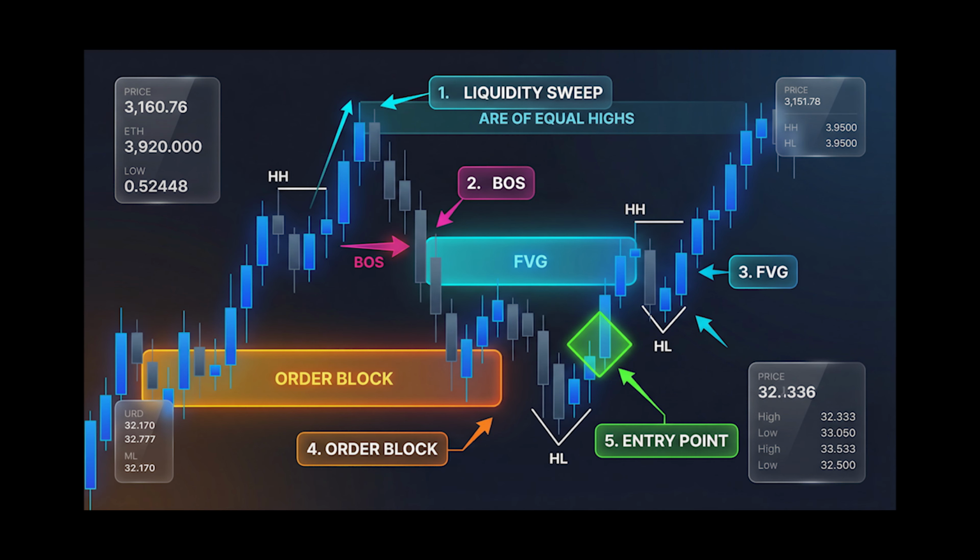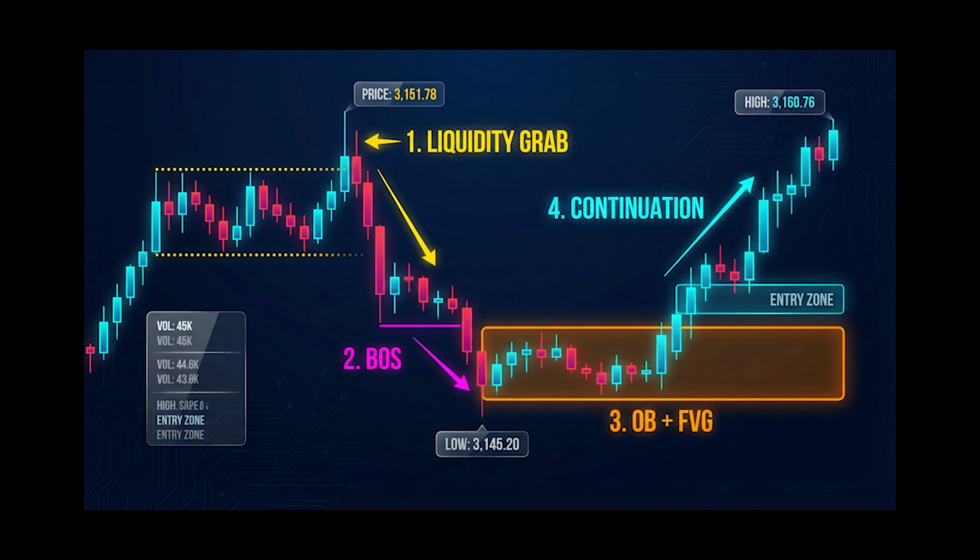Look at this example. Price grabs liquidity above equal highs. Then it breaks structure and drops. Price returns to the order block and fair value gap. And then the move continues downward.